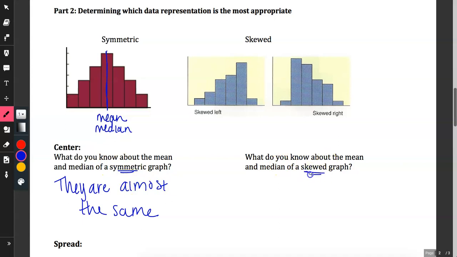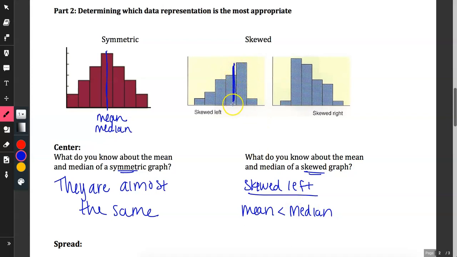If it's skewed, they are not the same. So if it's skewed left, the mean is smaller than the median. Okay, so in this graph, the median usually would, if it's skewed, we're going to talk about this in a moment, it's a better representation. So our median might be about here. I'm just guessing, and your mean might be down here.